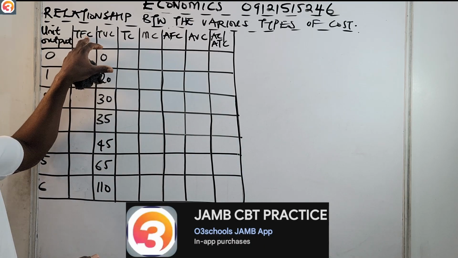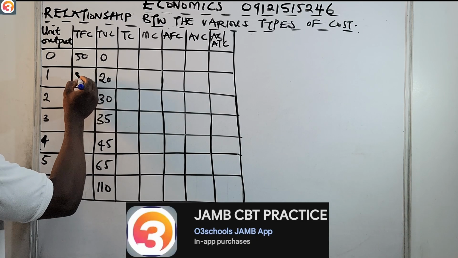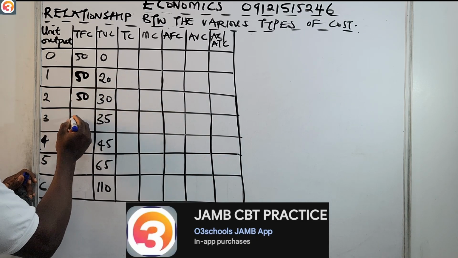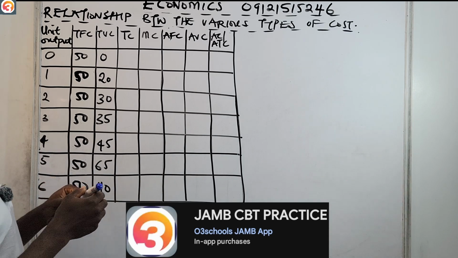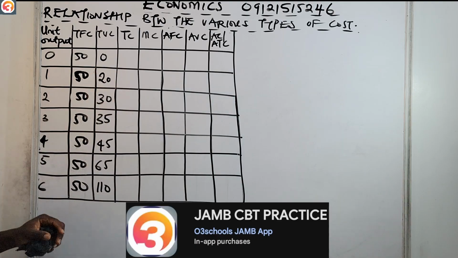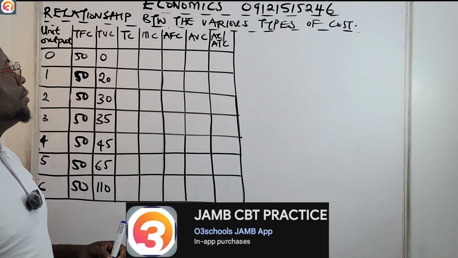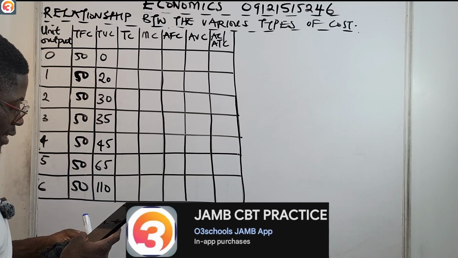Now we know that total fixed cost does not change, isn't it? It remains fixed. So that means here will be 50, here will be 50, here will be 50, here will be 50, here will be 50. It will not change. Now, we have a total variable cost. We have our set of data already. Let me pull out my calculator, I think we need it. Let me use my phone as calculator.